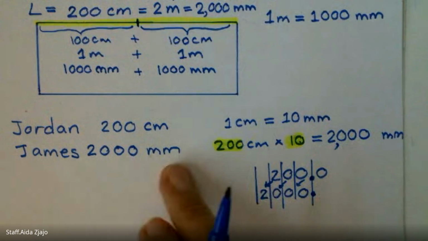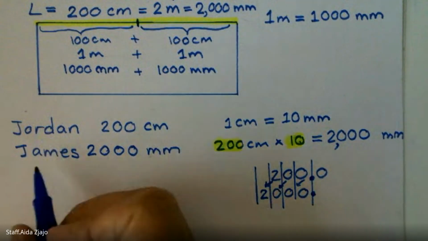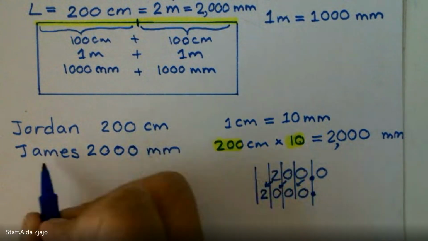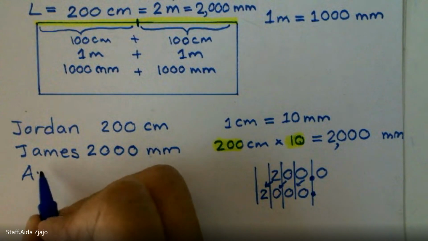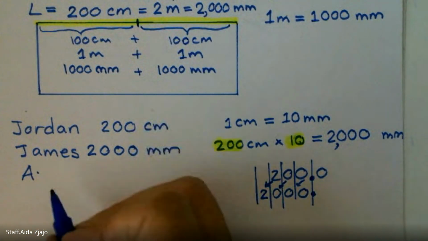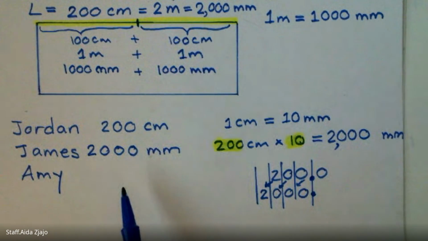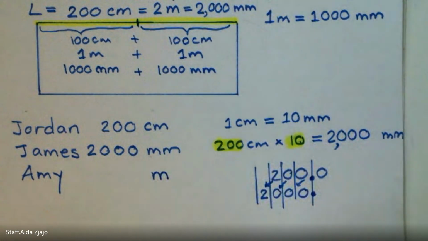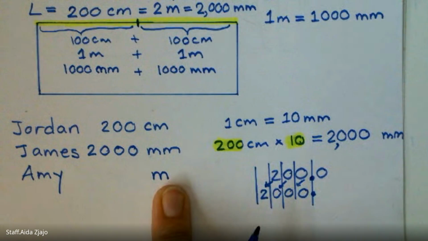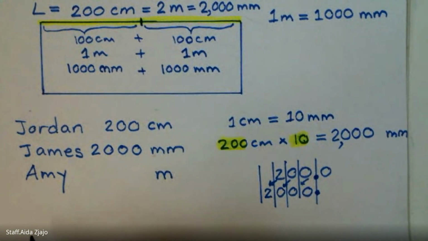Okay, now they ask, what is Amy's measurement in meters? So in this, we are changing a bigger value into smaller. And now we have a smaller value to change into the bigger. Meters are bigger than centimeters. So for Amy we have to use meters, 1 m.